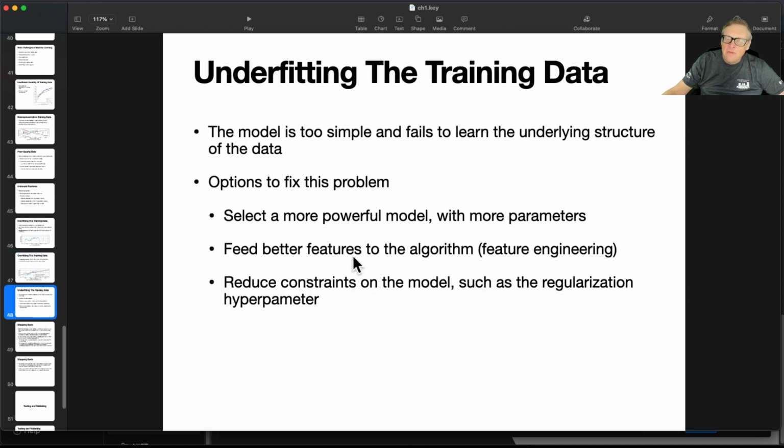All right, underfitting, of course, is if your model is too simple and it fails to actually learn the structure of the data. So you need to either lower your regularization, find better features, or use a more powerful model. For example, if you're trying to put a straight line through data that just isn't a straight line, it's a curve, then you're never going to get a good fit. Your model is too simple.